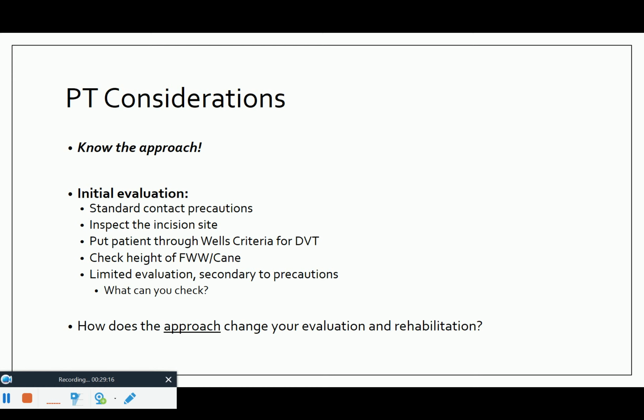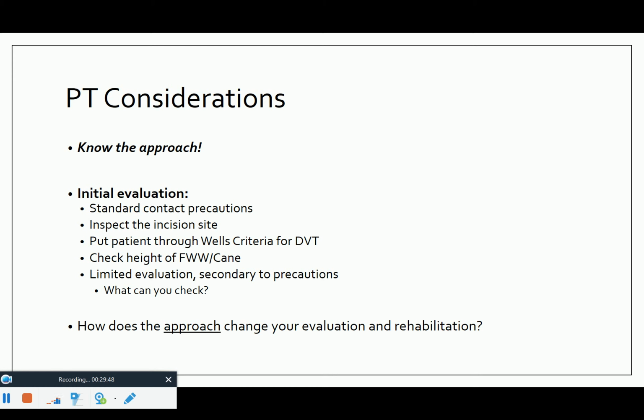So what are the physical therapy considerations here? Well, first you have to know the approach, right? You have to know the precautions of range of motion. In the initial evaluation, you're going to use standard contact precautions. You want to inspect the incision site. You're going to have staples running down their lateral leg. You want to make sure there's no infection. Put the patient through the Wells criteria for DVT. You want to check the height of their front wheel walker or their cane. And it's going to be kind of a limited evaluation secondary to the precautions.